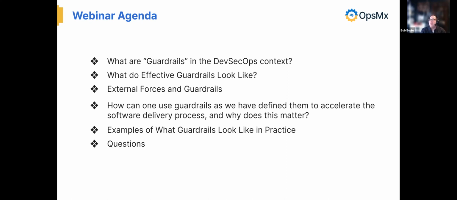External forces in guardrails. For a lot of us, when it comes to how we go about developing software, how we go about delivering software, or the environments that we deliver software into, there are external forces that make us put up guardrails as well, not just our own internal SDLCs. And then, how can one use guardrails as we've defined them to accelerate your software delivery process?